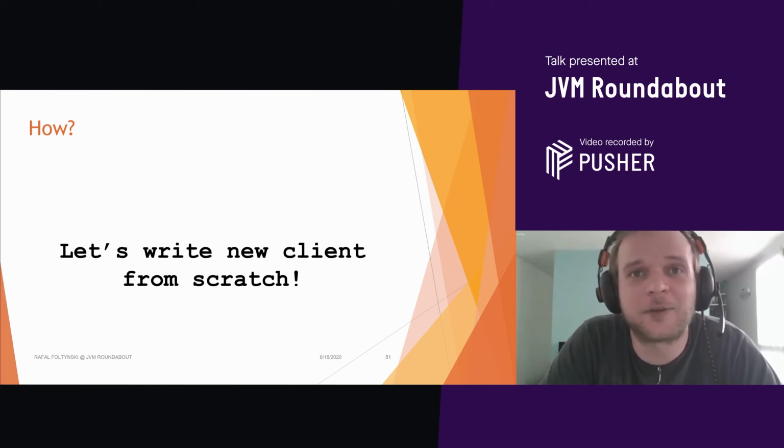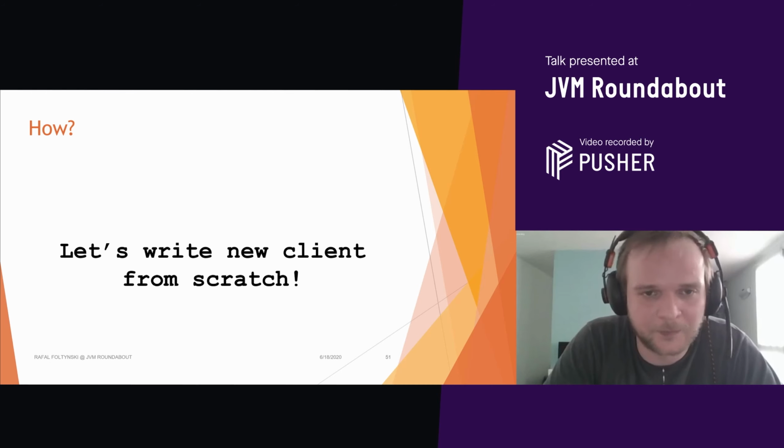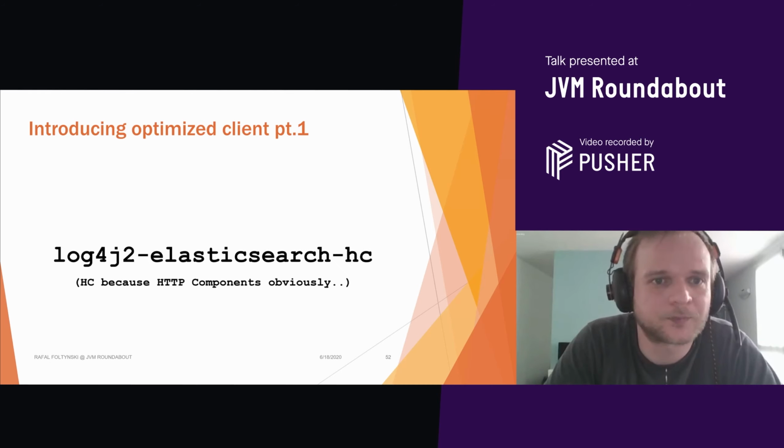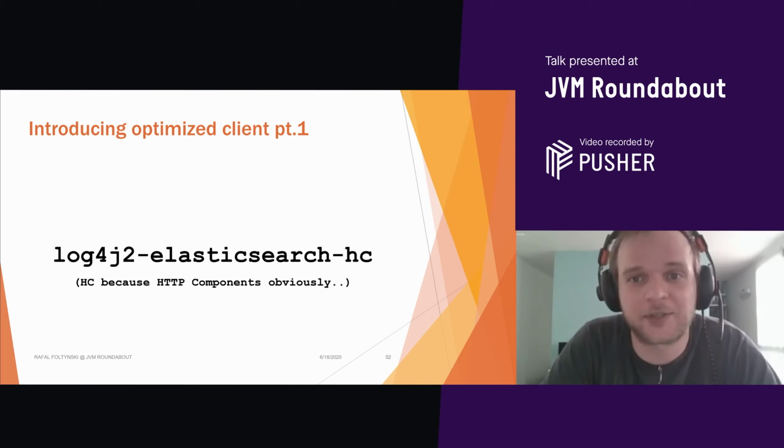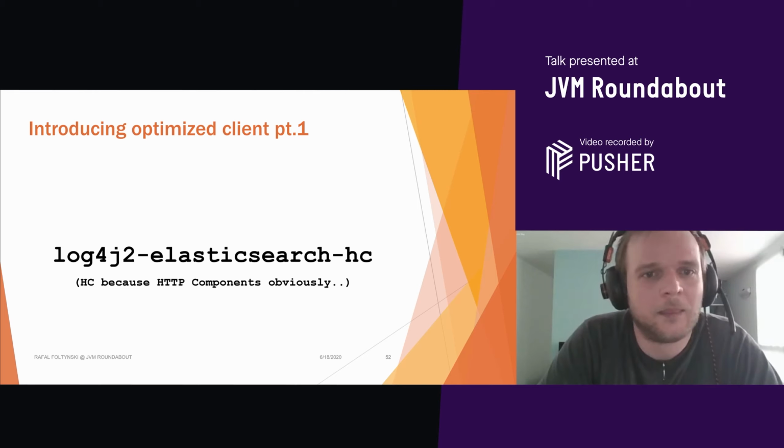Let's write a completely new client from scratch, because I ran out of options with Jest. So I've decided to just take the Apache HTTP client as Jest did, and write a completely new API on top of that. The API is focused solely on lowering the overheads and decreasing the memory allocation first. So, interesting, Log4j2 Elasticsearch HC, which was released at the beginning of this year. HC because HTTP components, obviously.